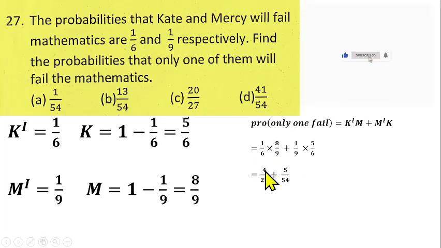Then if you simplify this further, you'll have 4/27 plus 5/54. Find the LCM, that will be 8 plus 5 over 54. Then that should give us 13/54, which is option B for question number 27.